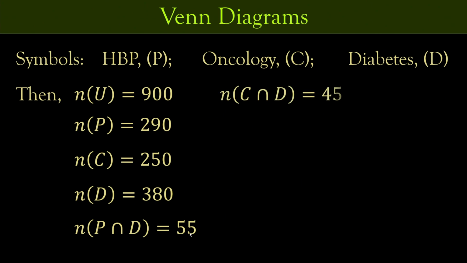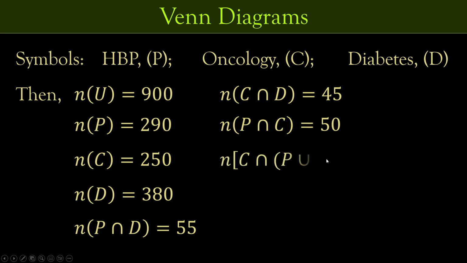Okay, there is more. We are also told that the number of researchers studying oncology as well as diabetes is 45. The number of researchers studying high blood pressure and oncology is 50. The number of researchers studying oncology but not high blood pressure and not diabetes, so the symbol here is complement, means not these two. So that means the number of researchers that study only oncology, or the study of tumors, right? There are 185 of those. We'll see how to represent this on a Venn diagram, okay?